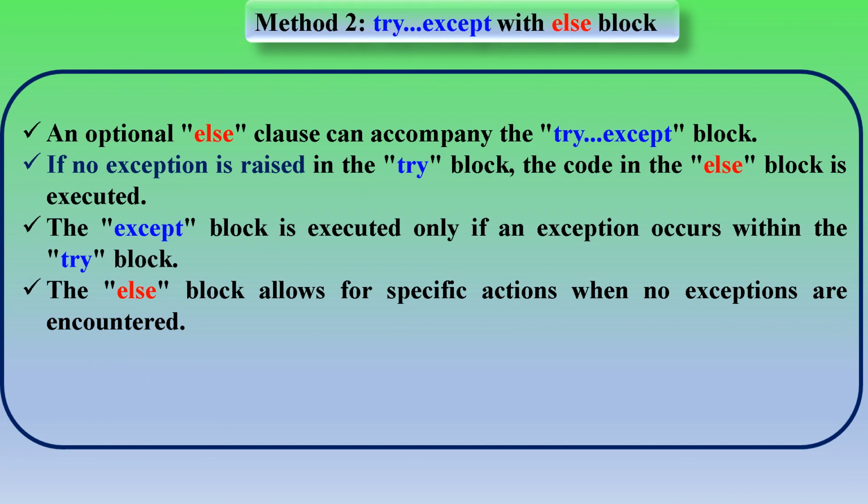Let's see the second method. Try except with else block. An optional else clause can accompany the try except block. If no exception is raised in the try block, the code in the else block is executed. The except block is executed only if an exception occurs within the try block. The else block allows for specific actions when no exceptions are encountered.